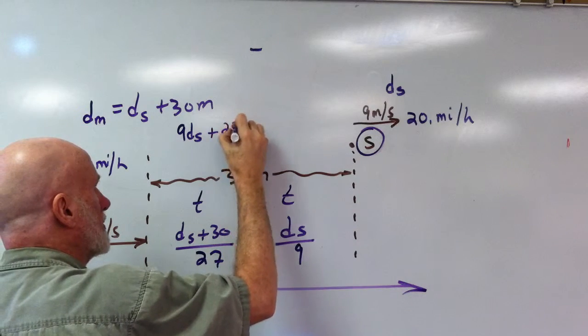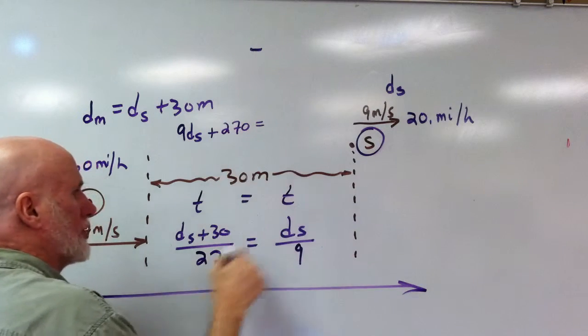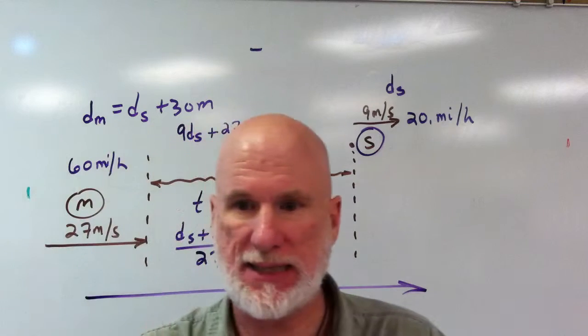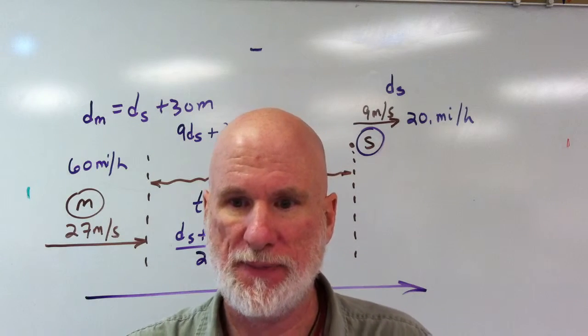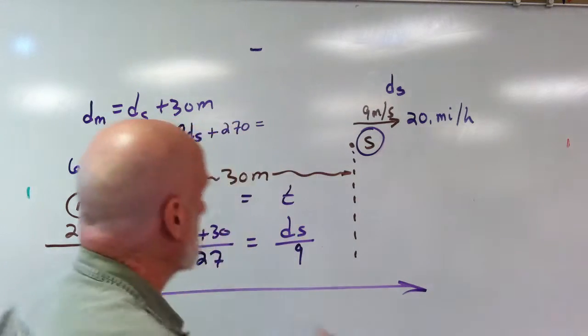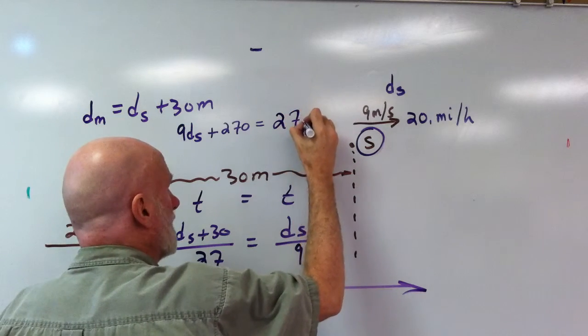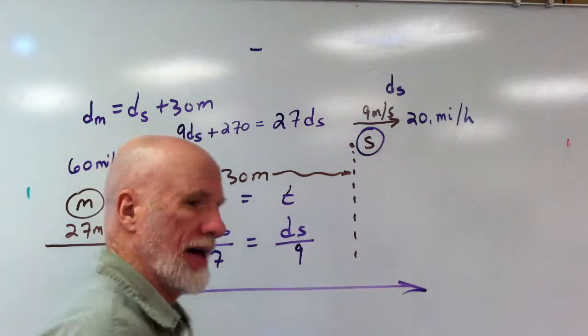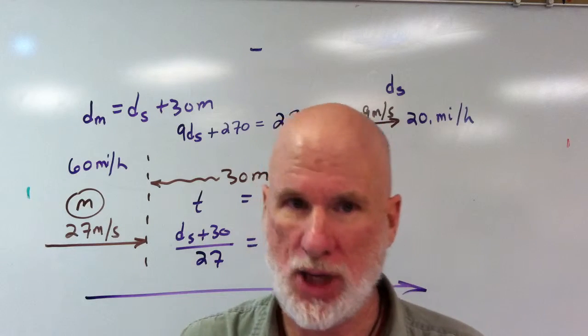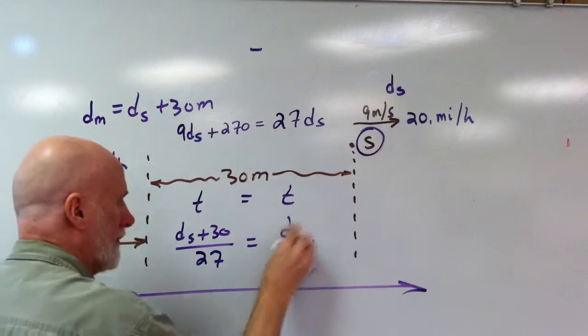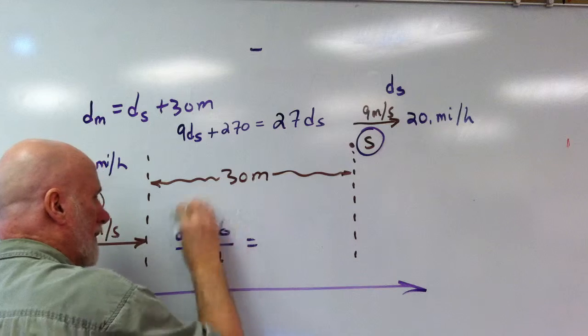Plus 270 equals 27 times ds. 27 ds. Okay, are you with me? Yes. Are you with me at home? Are you with me? Okay. So we subtract.